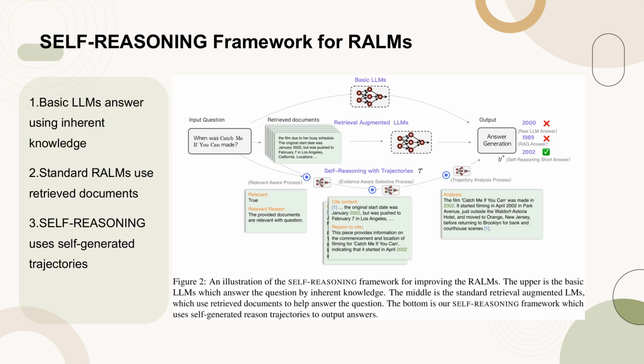Figure 2 illustrates the self-reasoning framework designed to enhance retrieval-augmented language models, RALMs. At the top, basic large language models, LLMs, answer questions using their inherent knowledge. In the middle, standard RALMs utilize retrieved documents to assist in answering questions. At the bottom, our self-reasoning framework employs self-generated reasoning trajectories to produce answers. This framework aims to improve the robustness and accuracy of RALMs by leveraging the LLM's own reasoning processes.